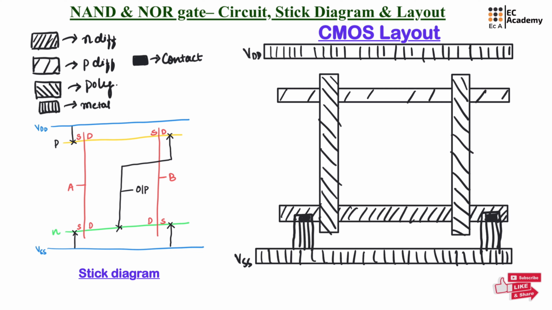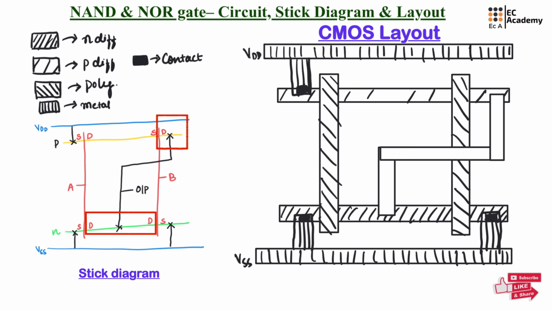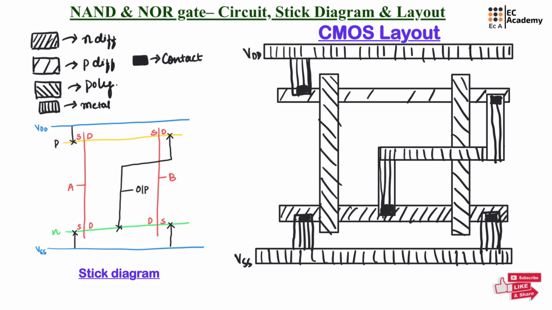The source terminal of PMOS is connected to VDD. Let us extend this metal and connect the source terminal using contact. Now these two drain terminal of NMOS and the drain terminal of PMOS with input B are connected. We can use metal to make the connection. Let us connect these two layers using contact. The same metal we can extend and connect the output. And for these two polysilicon, we can connect the input A and B. So this is the layout for a NOR gate.